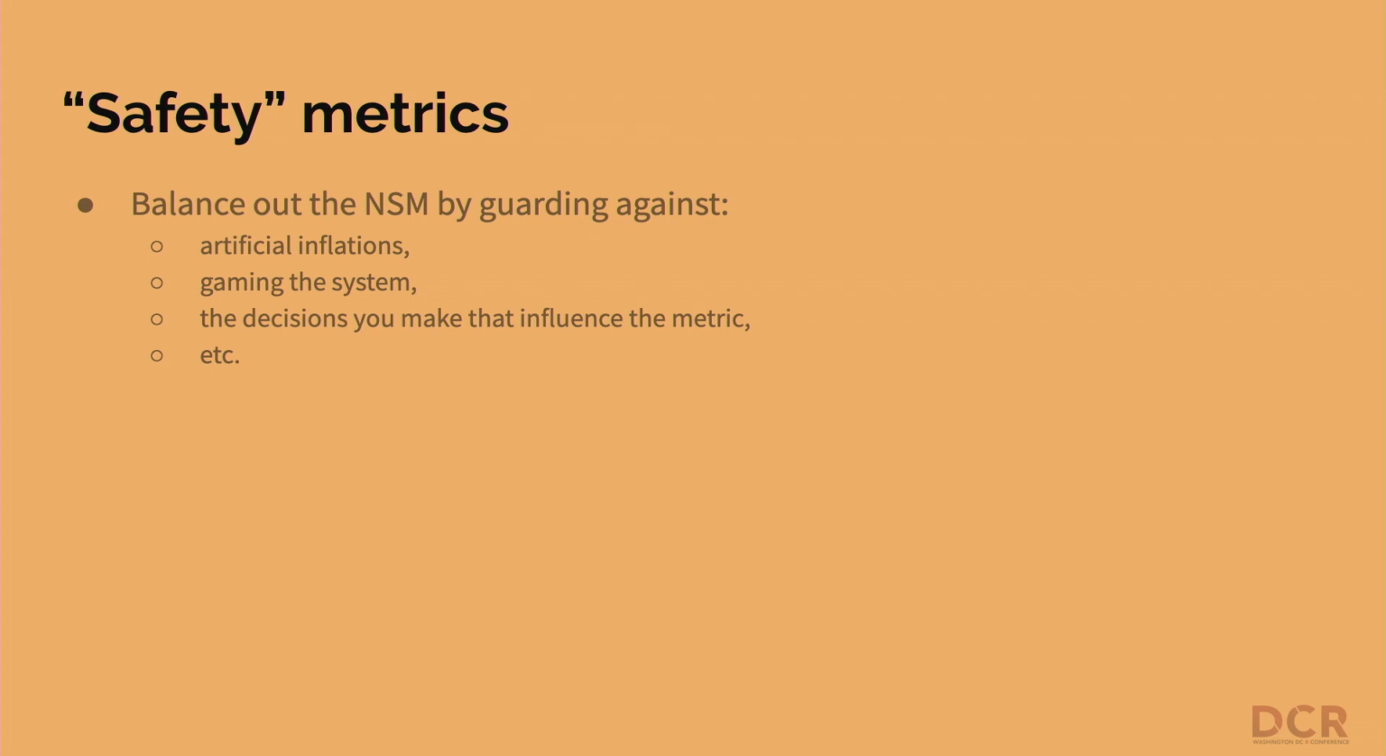And they balance out the North Star metric. They're going to guard against you gaming it, artificial inflations, the decisions you make that influence the metric. Not entirely, nothing is perfect, but at least it'll give us a system to really think harder about what this success really means. And while this really comes from product, I hope these design principles can be carried into whatever industry you're working in, and hopefully you can use them in what you're doing too.